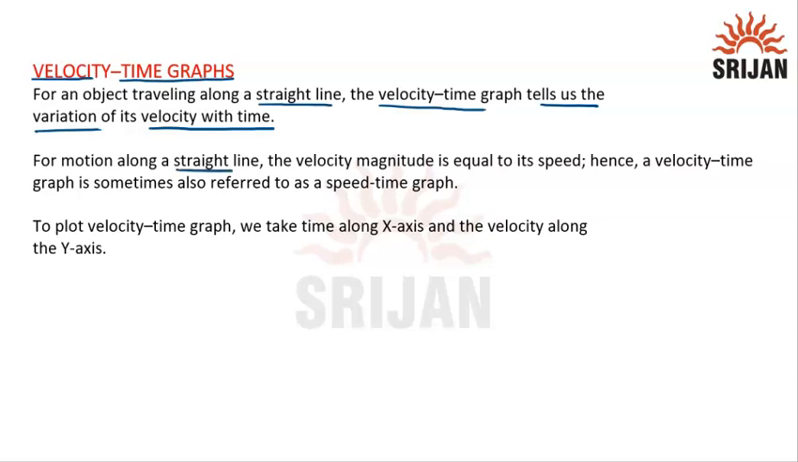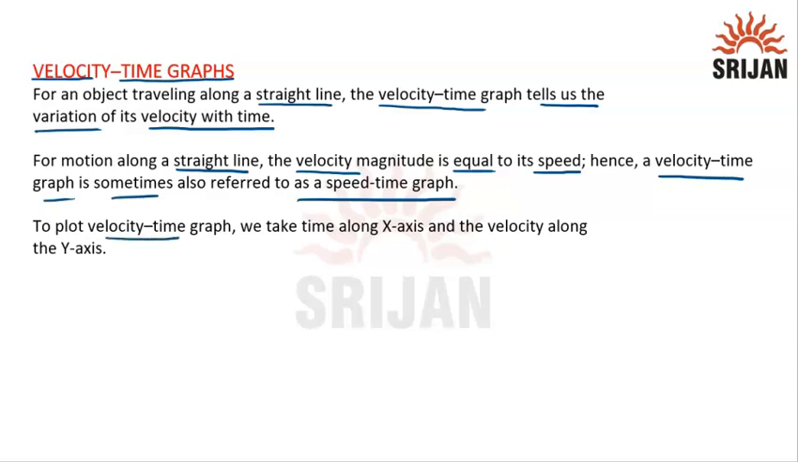For motion along a straight line, the velocity magnitude is equal to speed. Hence a velocity time graph is sometimes also referred to as a speed time graph. We remember that when an object is traveling in a straight line, its distance and displacement become equal, and hence speed and velocity will also become equal. So the graph of that object will be a straight line.